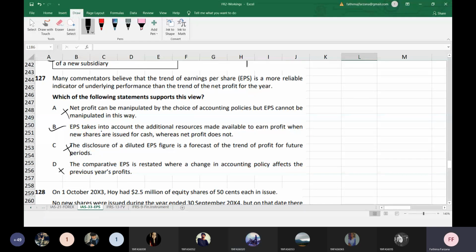So here what it is given, EPS takes into account the additional resources made available to earn profit when new shares are issued for cash, whereas net profit does not. Why? Net profit will take into account only your operating and other income activity, whereas additional resources will not be covered in your net profit. Whereas EPS will take into account your new shares issued, everything. So in that way, EPS is better than net profit. So B is the correct statement which justifies the argument.